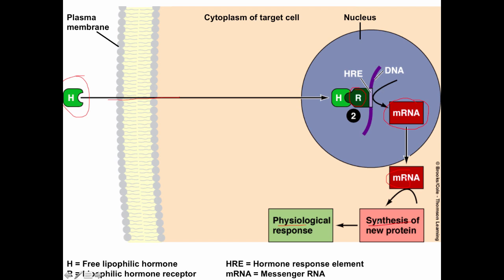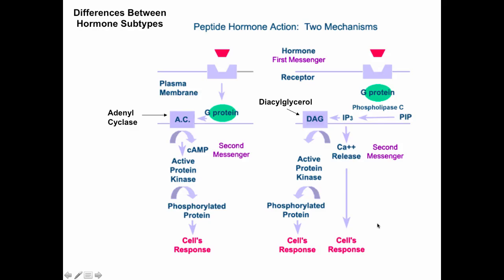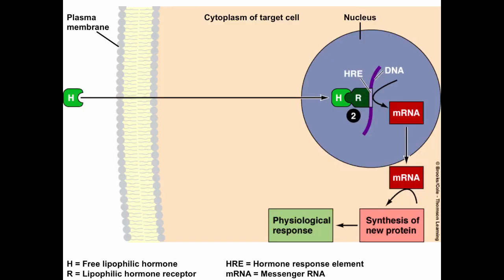Okay. So the general rule is that these water-soluble hormones act through second messenger systems and plasma membrane receptors, and these lipid-soluble hormones act by binding to nuclear receptors and control gene expression and the production of protein.